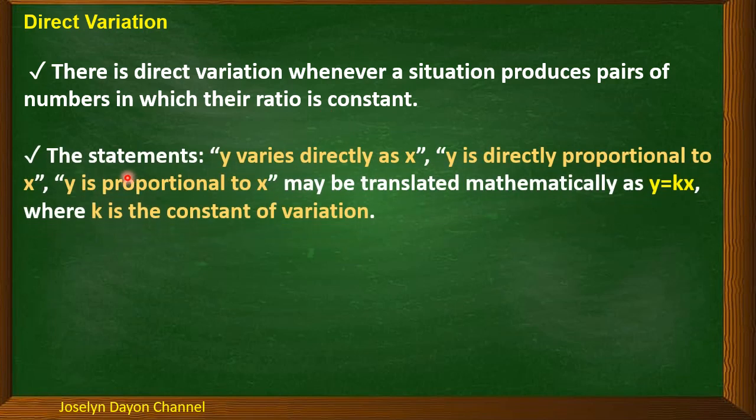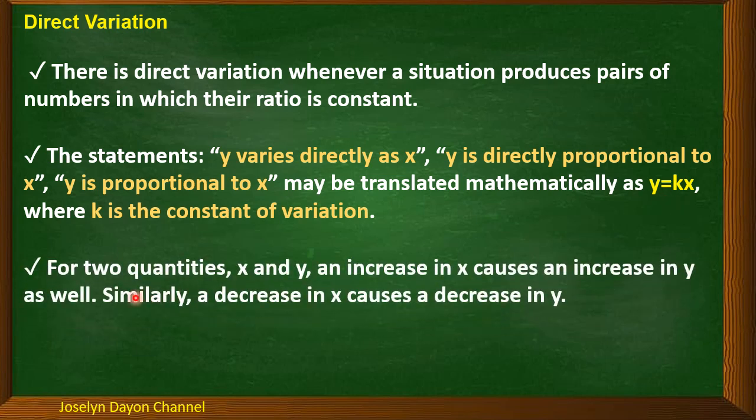Next, the statements y varies directly as x, or y is directly proportional to x, or y is proportional to x, may be translated mathematically as y = kx, where k is the constant of variation. So meaning to say, the three statements have the same translation, which is y = kx.